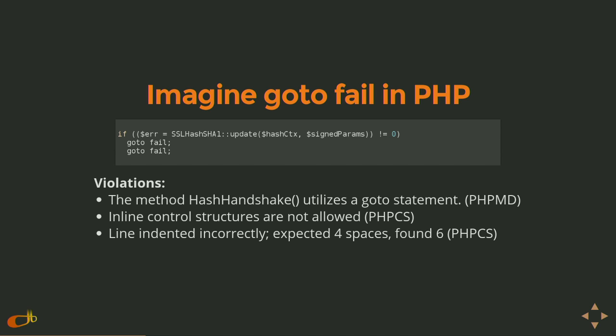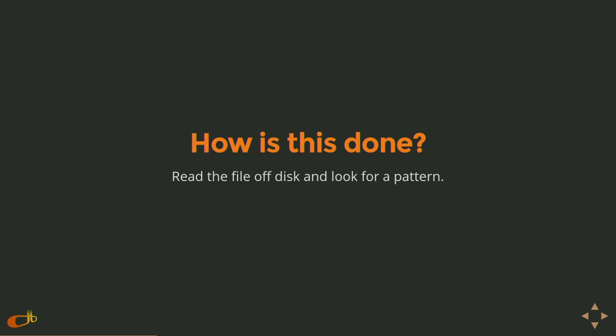PHP Mess Detector suggests not using gotos. Inline control structures are not allowed. This is part of our Drupal coding standard, in part for this reason, because if you had curly braces, it would become much more apparent that any lines of code preceding that aren't going to be executed. Another one is indenting. We have standards for indentation in Drupal coding standards, so it would have been much easier to spot this second goto fail. And there are many more checks that are available.